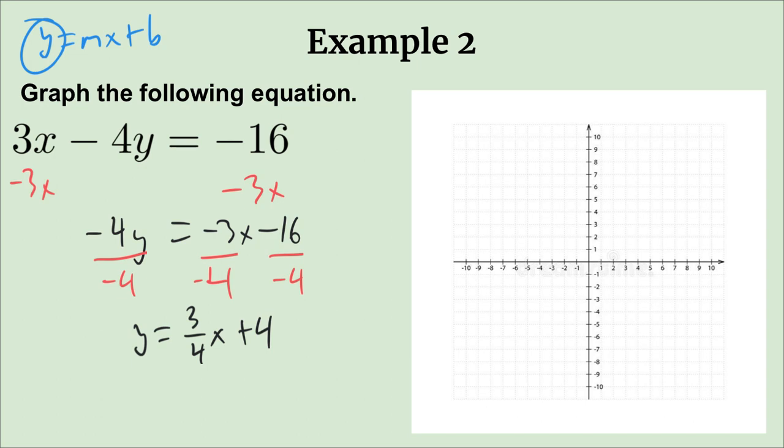So that means we're starting at y equals 4. That's our y-intercept, and we go up 3 to the right, 1, 2, 3, 4. Do that again, up 3 to the right, 1, 2, 3, 4. And then you'd use a straight edge to make a nice straight line. That's not perfectly straight. You'll be all right.